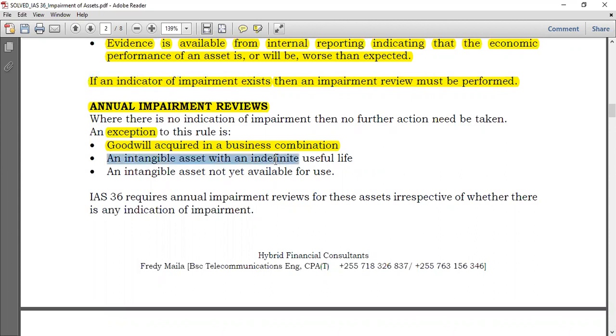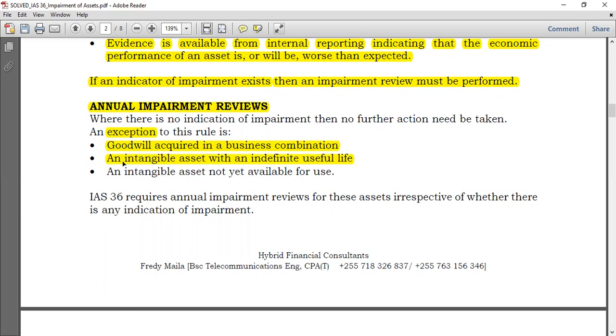But also an intangible asset with an indefinite useful life. You know, if an asset has an indefinite useful life, that means you cannot amortize it. Amortization is the depreciation of intangible assets. So if it has an indefinite useful life, there is no way to change its amount. So you must perform an impairment review at the end of each period.